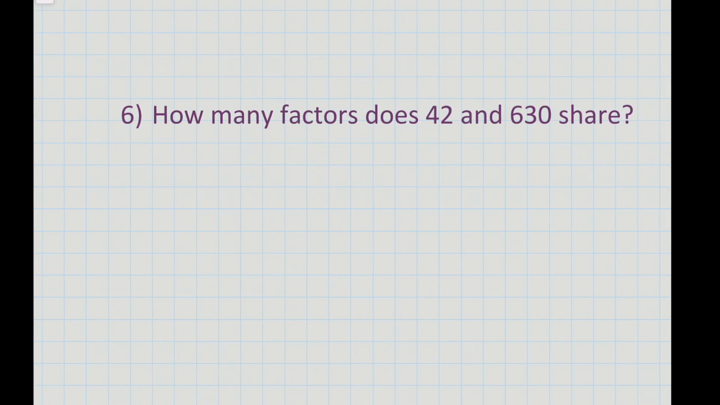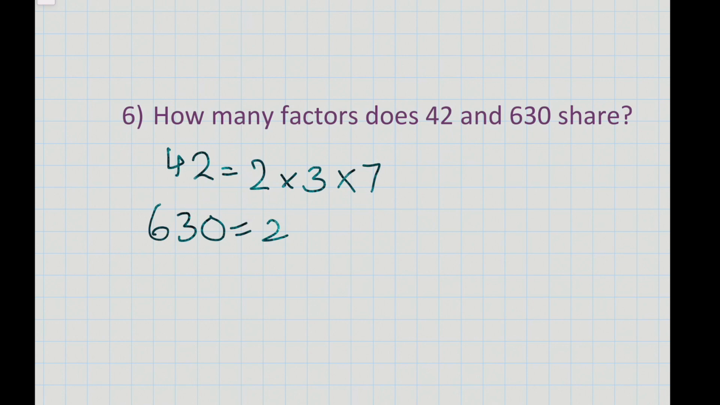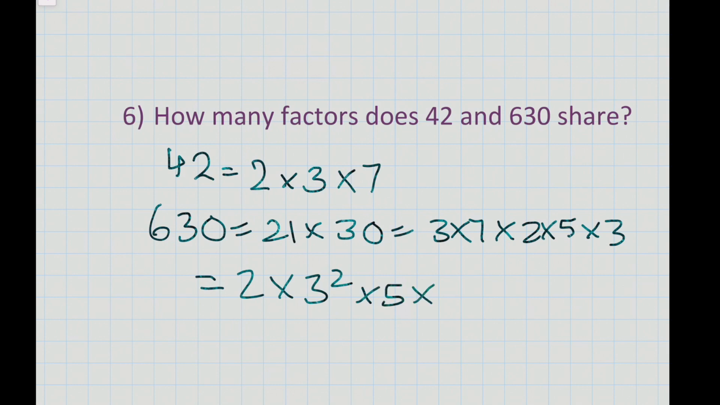Okay, so this question is, how many factors do 42 and 630 share? So our first instinct is to prime factorize 42 and 630. So 42 is equal to 21 times 2, which is 3 times 7 times 2, and we can write that as 2 times 3 times 7. 630 is equal to 21 times 30, and that's equal to 3 times 7 times 2 times 5 times 3. Let's write that in numerical order, and we get 2 times 3 squared times 5 times 7.